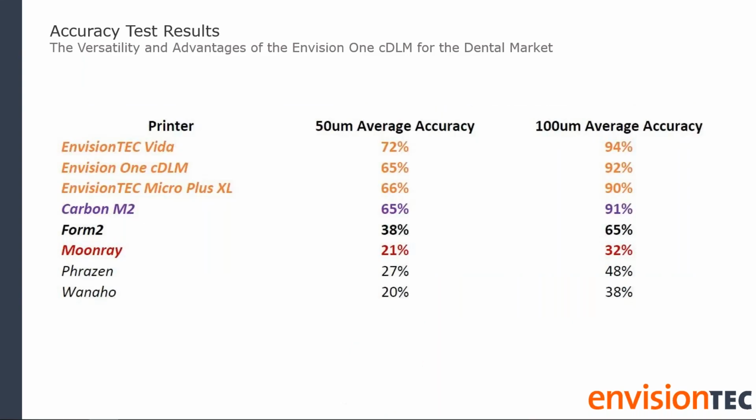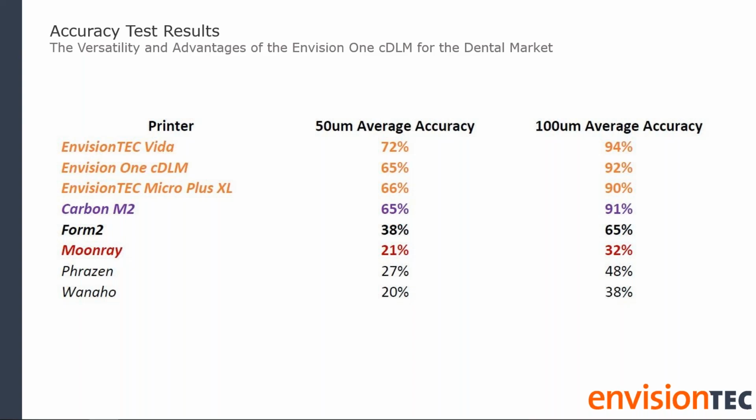So all in all, if we look at this list here, we know that the Vita is going to come out on top. It has a smaller build envelope, which does limit the amount of models you can print, but you do get a little bit better accuracy. It also doesn't have the cDLM, so the speed is not going to be as quick as the Envision One, but you are going to get just a little bit more accuracy because your build envelope is smaller.